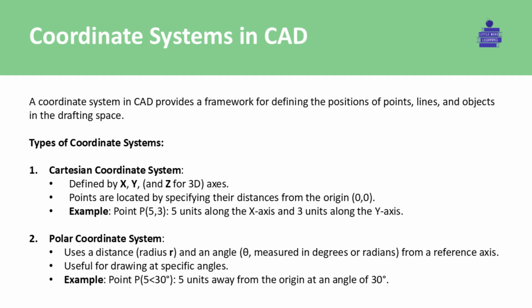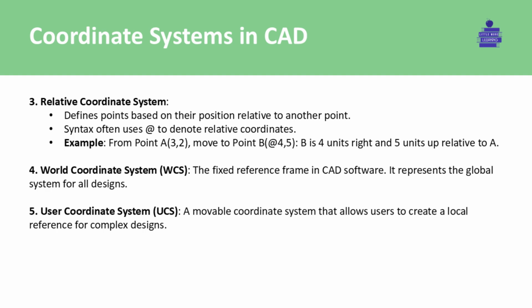In 3D designs, we add a z-coordinate, like adding floors to a building. It's fascinating how this simple system allows us to place objects with perfect precision. Just like giving directions to a friend, these coordinates tell our CAD software exactly where we want each element of our design to be. Now, let's explore some more sophisticated ways of specifying locations in CAD.